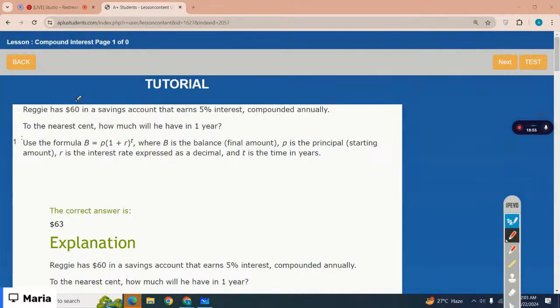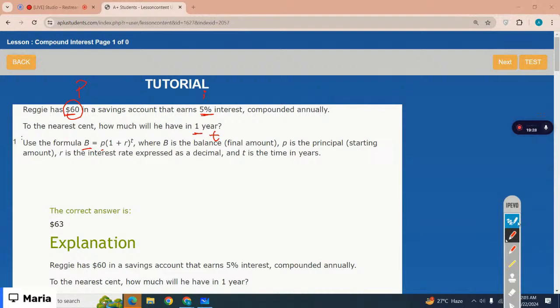The principal amount is the basic saving amount, which is $60. Then R is the interest rate, that is 5%, and T is the time period, that is 1 year. You have to use the formula B equals P(1 plus R) exponent T.